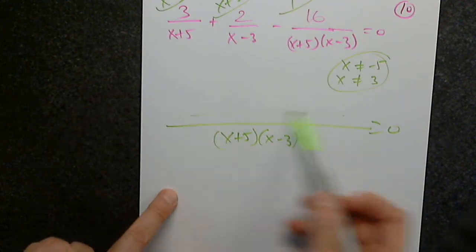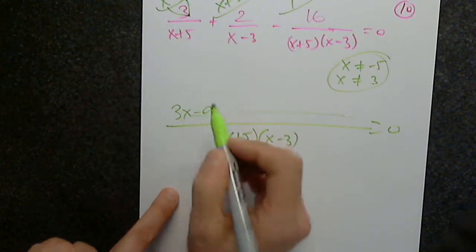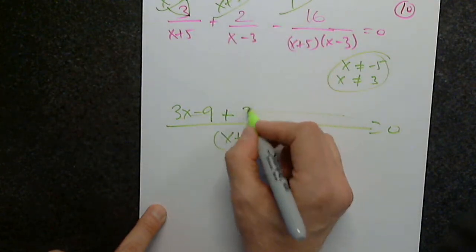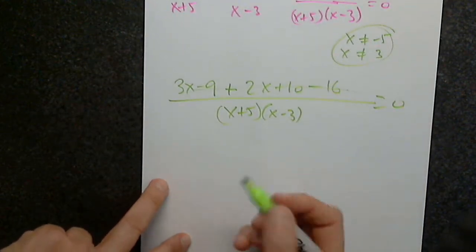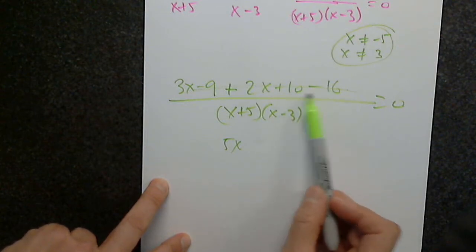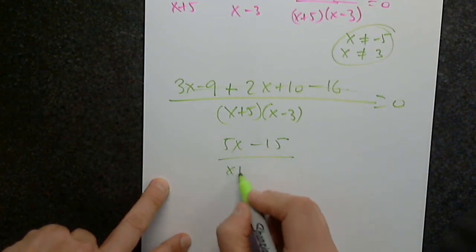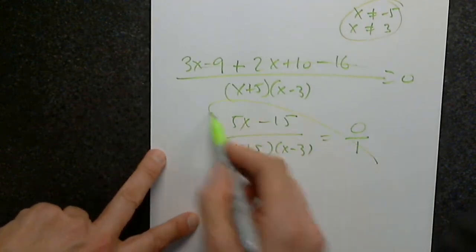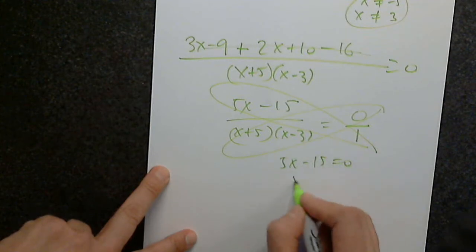So now, can anyone dictate the top? Well, remember you have to distribute 3, so we get 3x minus 9. And then plus 2x plus 10. Agreed? And then minus 16. I combine like terms. I get 5x. So this is negative 6 with minus 9 is negative 15. And divide by x plus 5, x minus 3. Do not forget 0 over 1, because now we are ready to cross multiply. And this is 5x minus 15 equals 0, or x equals 3.